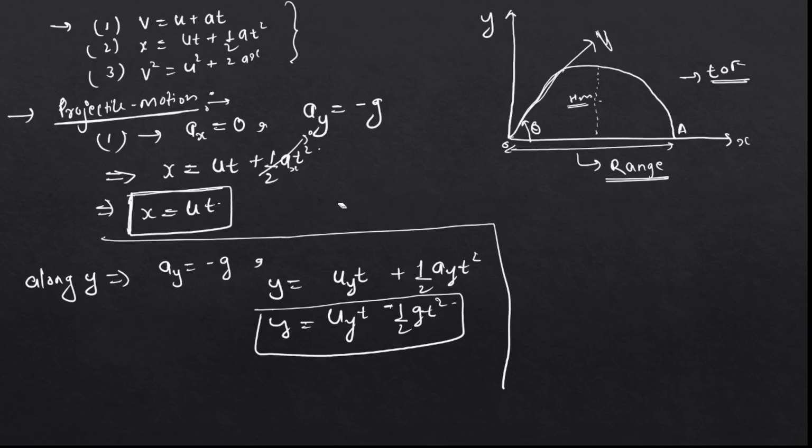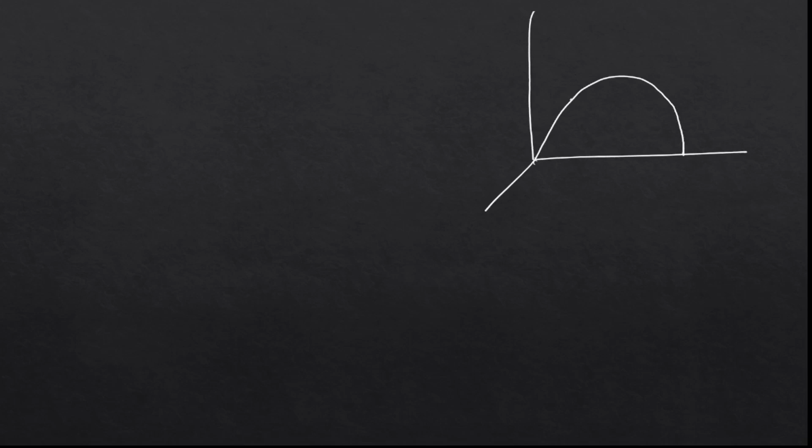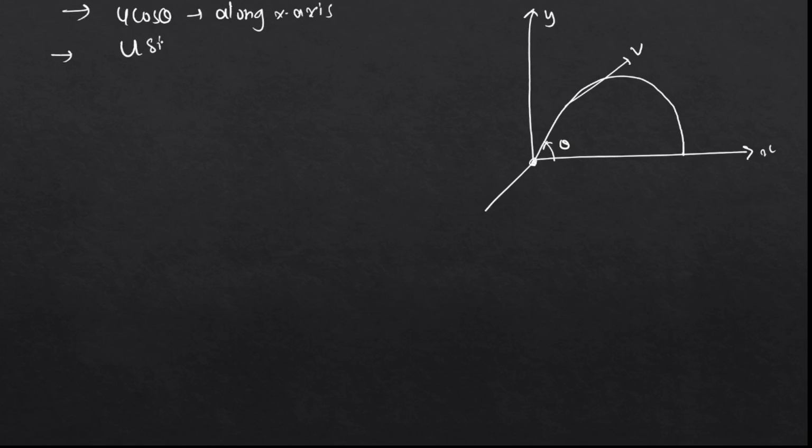Sorry, let me write in a new slide. It has velocity v, and we need to resolve this velocity along the x-axis and along the y-axis. The x component of this velocity would be, taking the initial velocity u, u cos theta along the x-axis, and along y, that would be u sin theta.